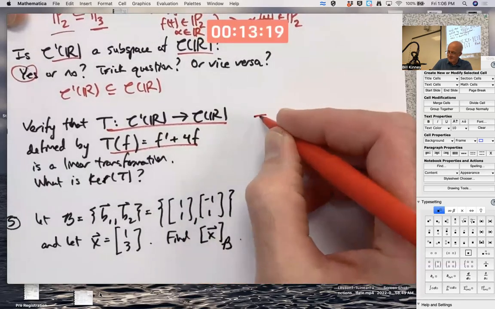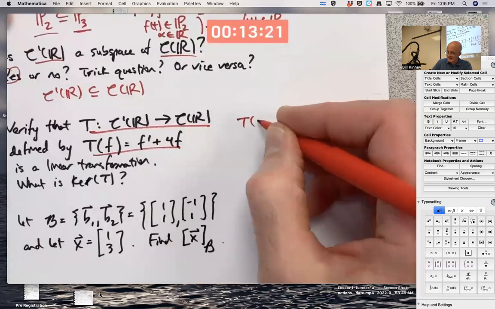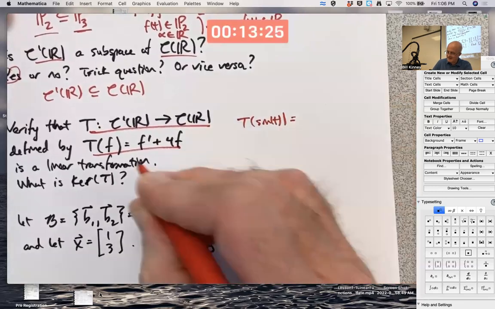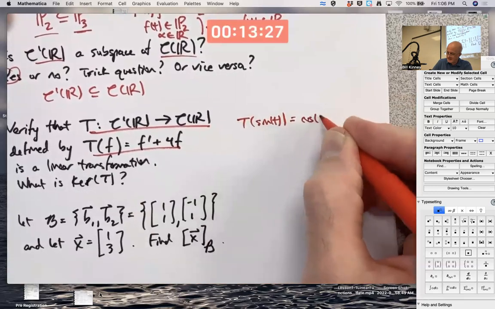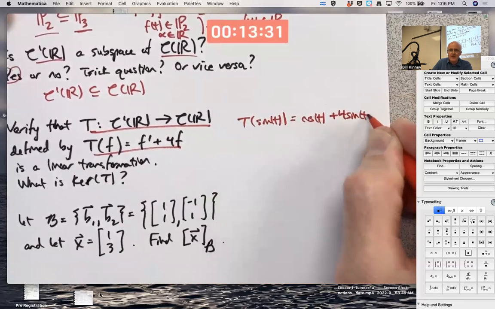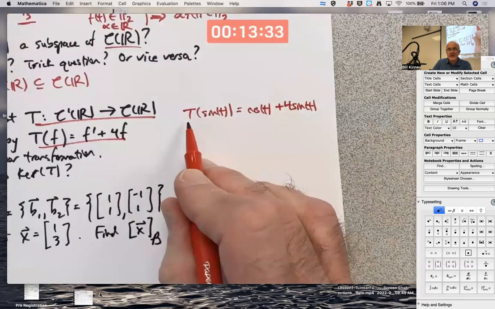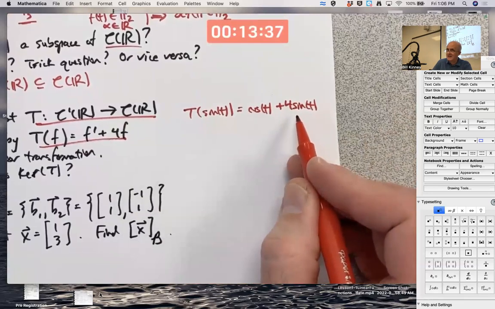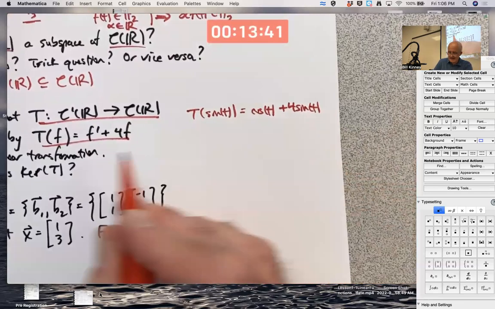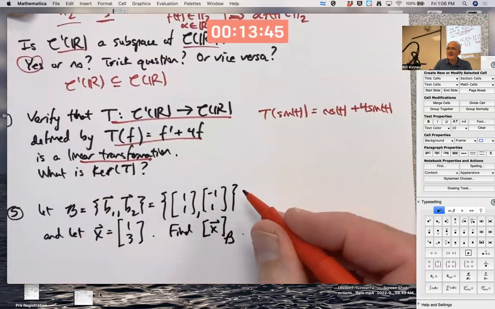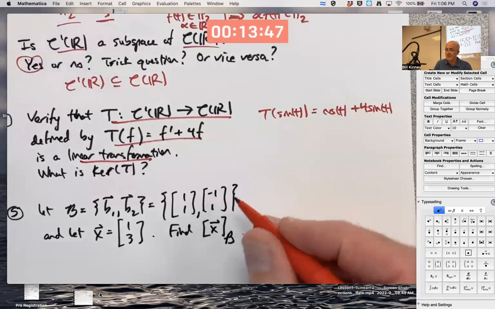For example, T of sine t would be: take its derivative and get cosine t, and then add 4 times the function. Capital T would map the sine function to this function, cosine t plus 4 sine t. It's a mapping. Is it a linear transformation? Yeah. How would you verify that? By proving it's operation preserving.